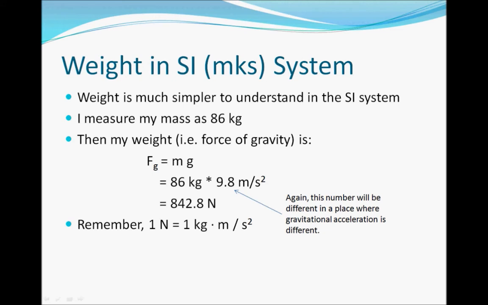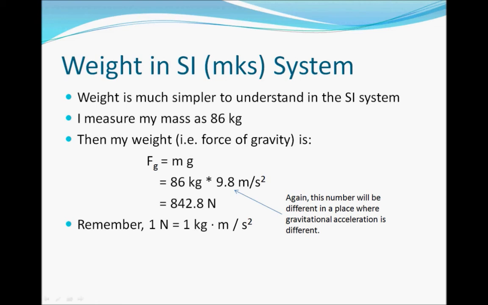In the SI, everything is a bit simpler, partly because it uses kilograms for mass and newtons for weight, which makes it easier to keep them separate rather than using the same word for both things. So if I happen to measure my mass as 86 kilograms, all I need to do is multiply this by the gravitational acceleration measured in meters per second squared. In this case, 86 kilograms times 9.8 meters per second squared is 842.8 newtons. And that's the answer. There's no need for an extra step of converting the units of force because the newton is defined to be a kilogram times a meter per second squared.